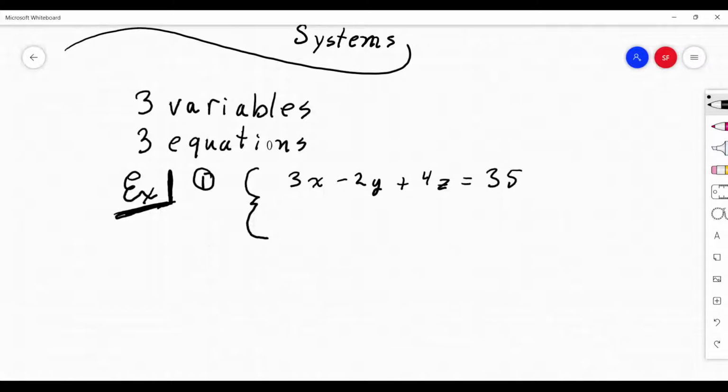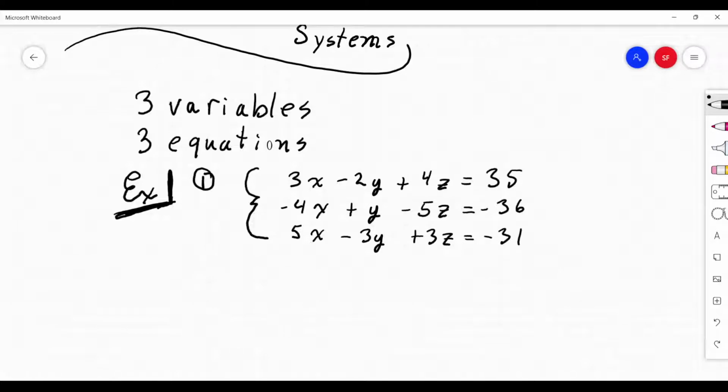And then for the second one, we're going to have negative 4x plus y minus 5z equals negative 36. And then the last equation is going to be 5x minus 3y plus 3z equals negative 31.